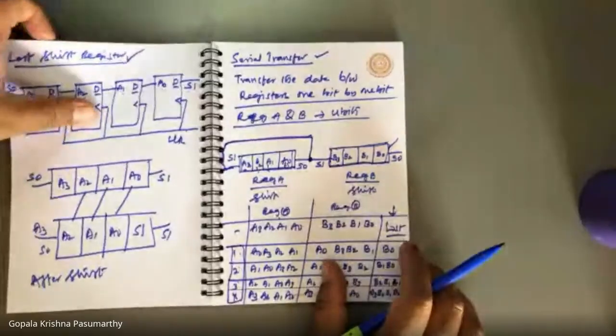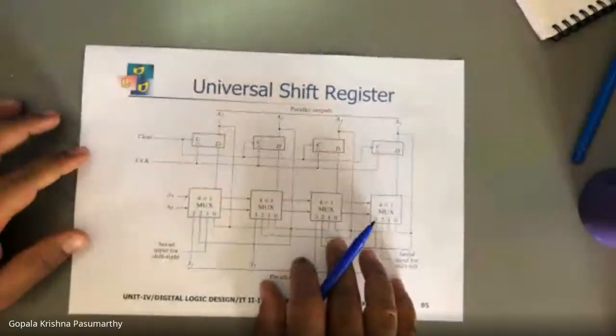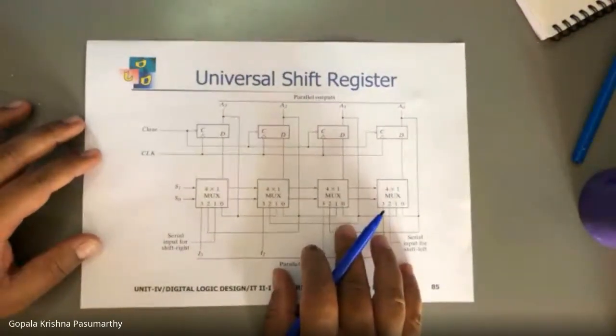The next and most important topic is universal shift register. Is the page visible?